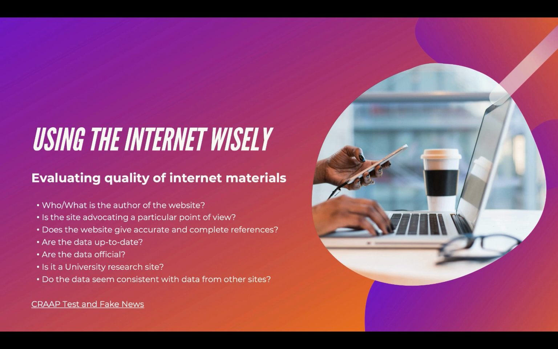Does the website give accurate and complete references? Meaning, if they're saying that this is a relationship, that this is why they're studying it, and it's based on previous research, are they citing those references? See if the data are up to date. Are the data official? Is it a university research site, or is it a private research site? Sometimes they do advocate for a particular political point of view to sway people to believe one view or another based on how they've collected the data. So it's important to ask not only about the point of view, but are they a research website? Are they affiliated with a university? Or how can we ensure that they're being objective in their research process?